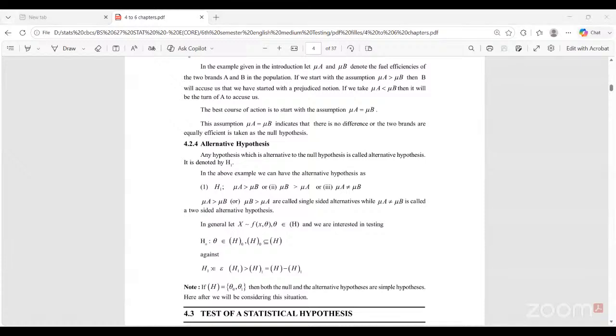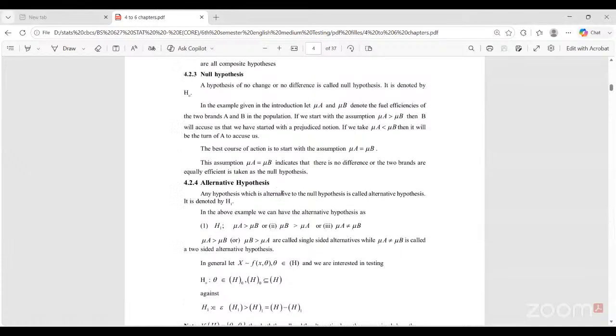Sir, null means nothing. That is the meaning. There is no mistake. Null hypothesis means there is no change. Null hypothesis means mu A is equal to mu B. So botany is equal to zoology, I am taking. Whether it is correct or not, I am checking in the alternative hypothesis. Are you understanding? Yes, sir.